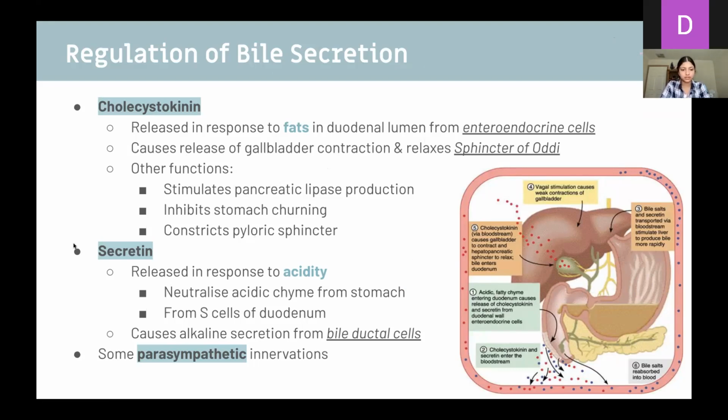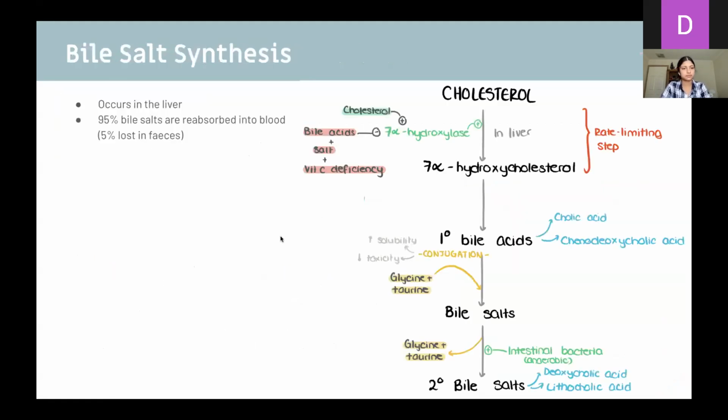Also, you have secretin, which is released in response to acidity from the stomach. And this is released from S cells of the duodenum. It also causes alkaline secretion from the bile duct cells, which is your bicarbonate. So things to remember: CCK in response to fats and secretin in response to acidity. And there is also some parasympathetic innervation of the gallbladder.